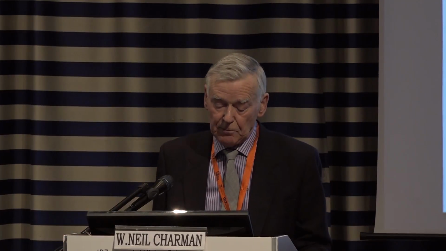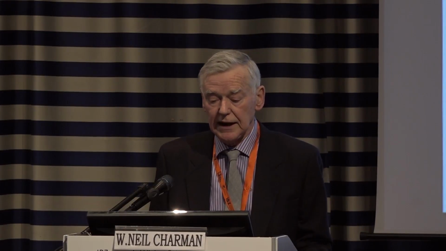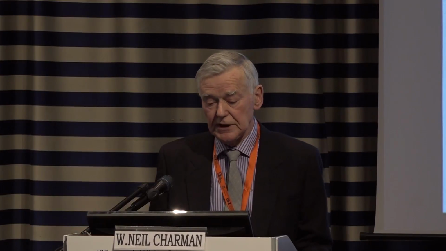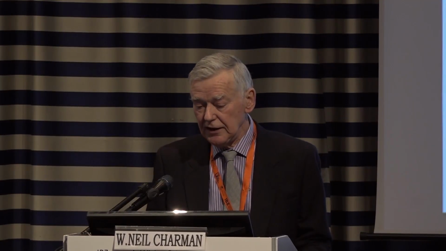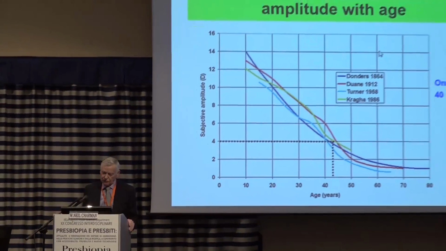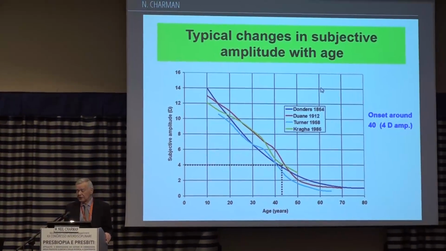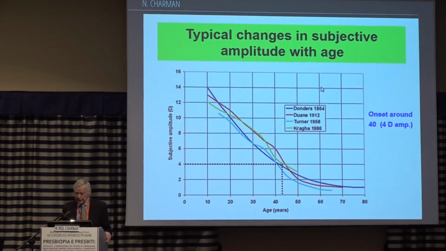We might perhaps mature earlier nowadays than was once the case in physical terms. We might live longer, but we have the same amplitude age curve. And using Millodot's 4 diopters or so as the tolerance where we start to experience near vision problems, then obviously this is somewhere around the early 40s.